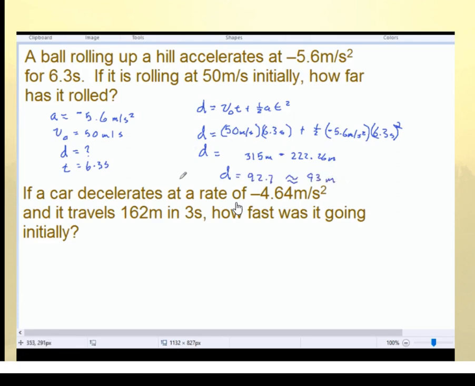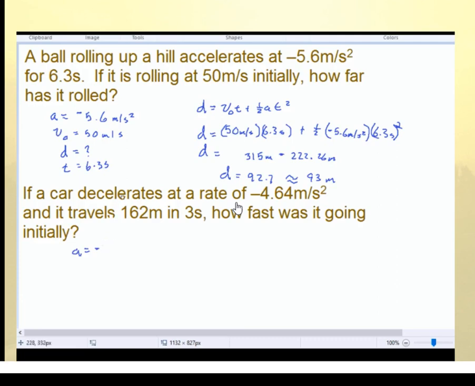All right, another example. If a car decelerates, and I just said that, a lot of times in physics they'll just say accelerates, but in this case they're saying decelerates. So let's see, if a car decelerates at a rate of negative 6.4, let's see, let's fix that.